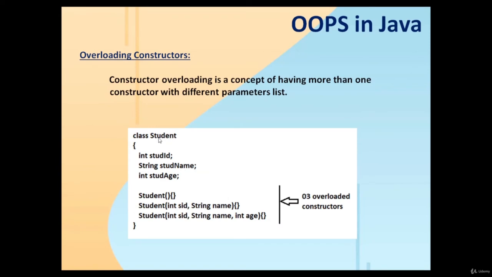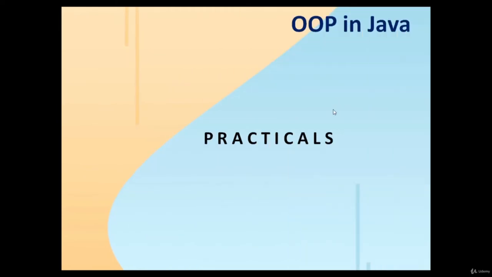As an example, if you're having a class called Student, the Student has got three properties: stud ID, student name, stud age. And we have got three overloaded constructors. Based on the requirement, the respective constructor gets executed. So Student with no parameter, one constructor with two parameters, integer and a string, and the other constructor with three parameters: integer, string, as well as integer. So we'll just see this in a practical way.